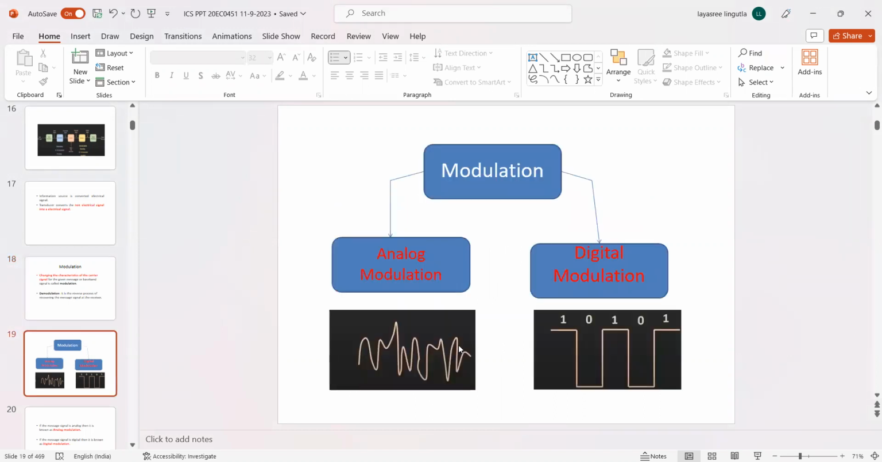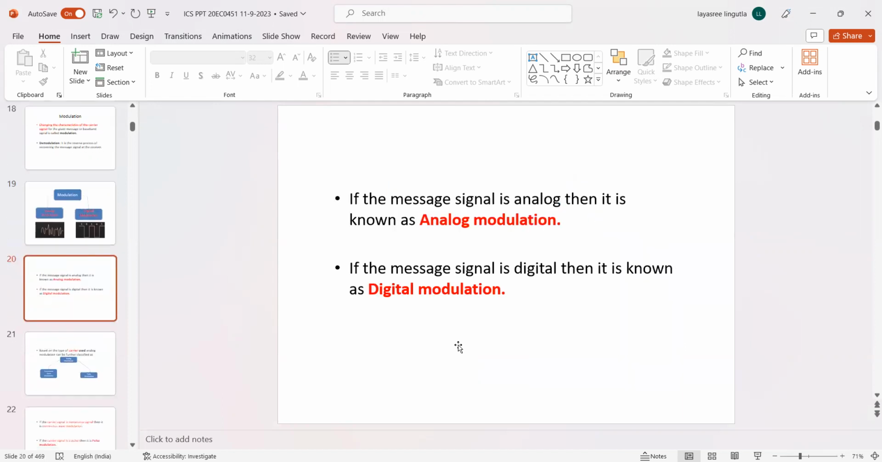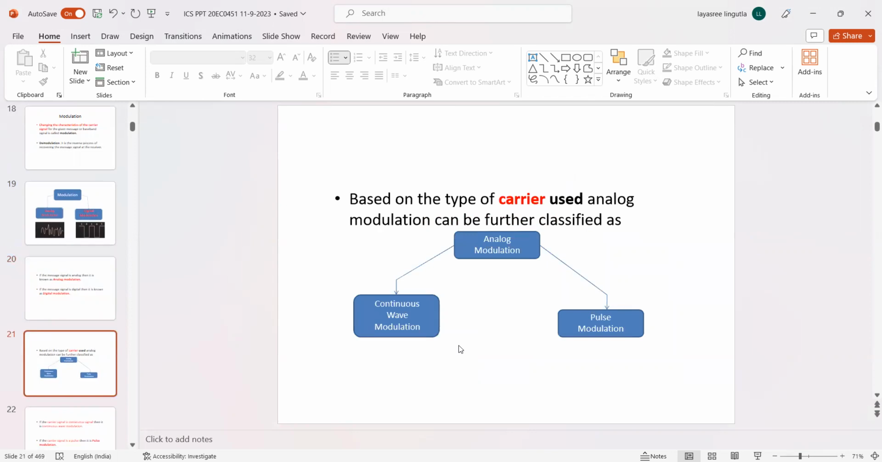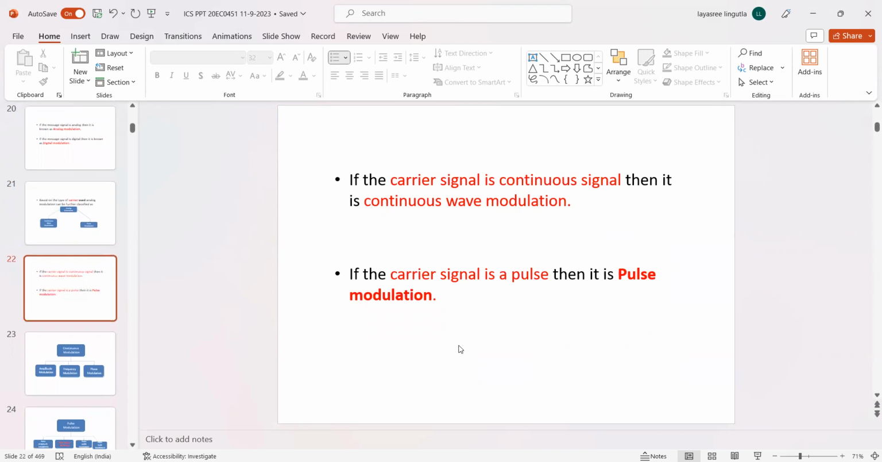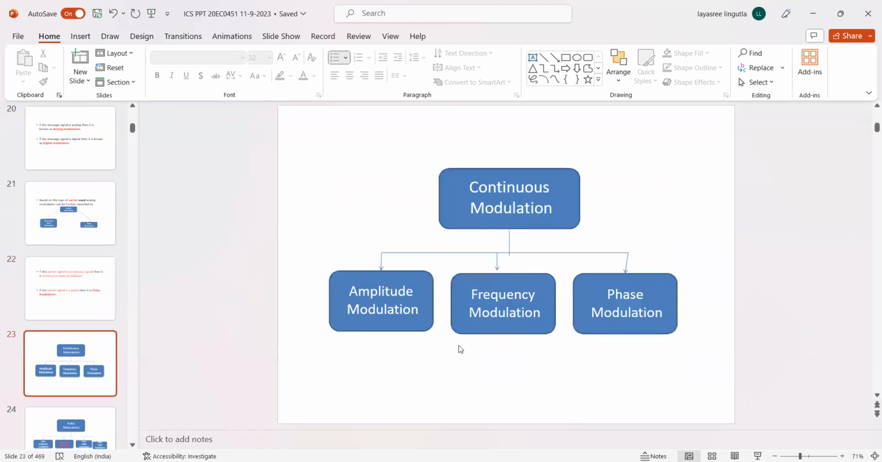Modulation, the broad category of communication, can be classified into analog communication and digital communication. Modulation methods can also be classified into analog modulation and digital modulation. Again, analog modulation can be classified into two: continuous wave modulation and pulse modulation, based on the type of carrier used. If the carrier signal is a continuous signal, it is called continuous wave modulation. If the carrier signal is a pulse, it is called pulse modulation.